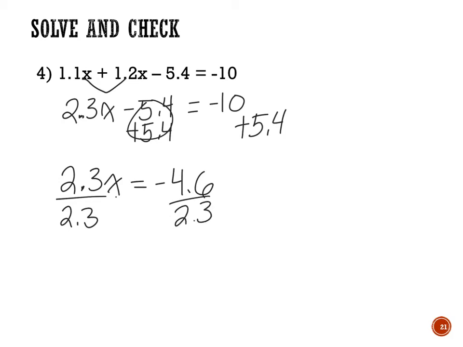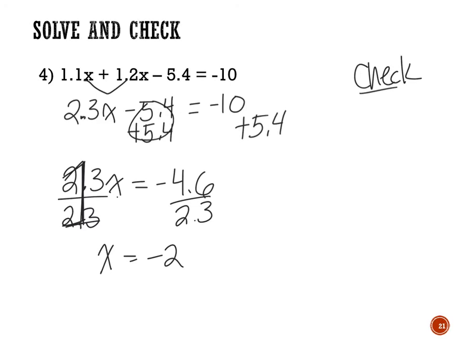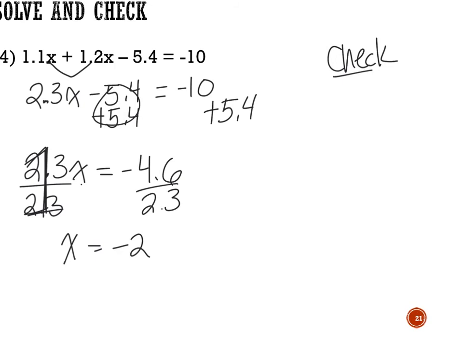2.3 divided by 2.3 is 1. Negative 4.6 divided by 2.3 equals negative 2. To check your answer, you plug in negative 2. I'm going to move down some.